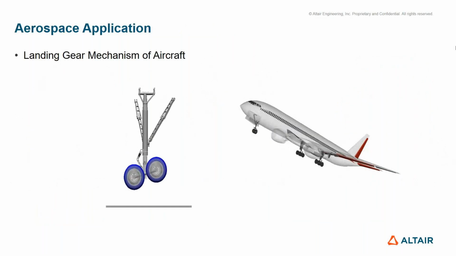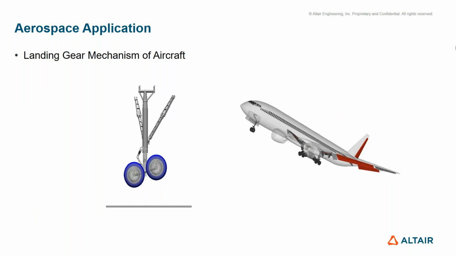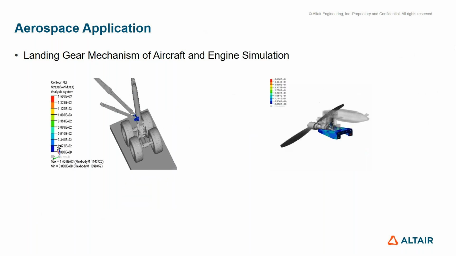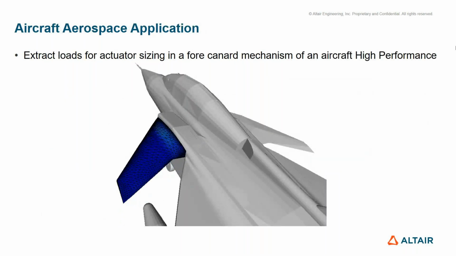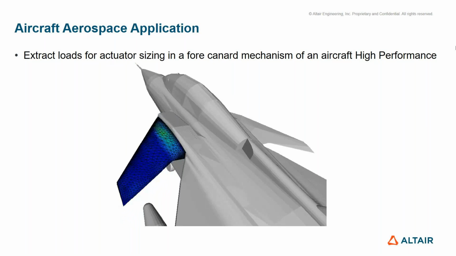So this is an example of a landing gear mechanism. Here we are applying the motion and determining the force that is acting on the strut of the landing gear. This is another example of engine simulation and landing gear simulation. And this is an example of a conrod mechanism of an aircraft. Here we want to design the actuator size, so we want to know what load is exactly acting on the actuator. Based on that, we will design the size of the actuator.